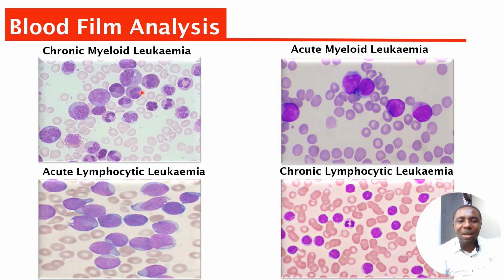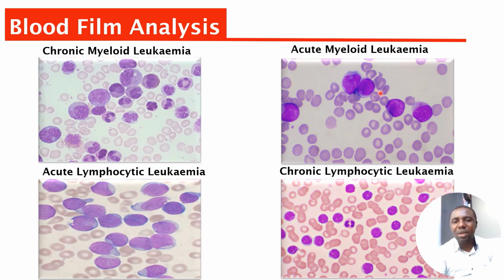Look at a lot of white cells here. Some are matured, some are immatured. But look at this one again. A lot of white cells, mostly matured. Once you see a lot of white cells, please start thinking about chronic. That's what has happened here and here. So this is CML, chronic myeloid leukemia. And what is a strong indication? There are mature neutrophils, there are immature neutrophils, there are myelocytes, and so on. So they are all here.